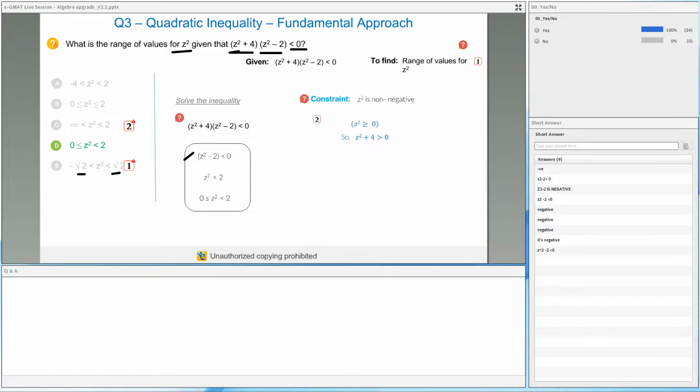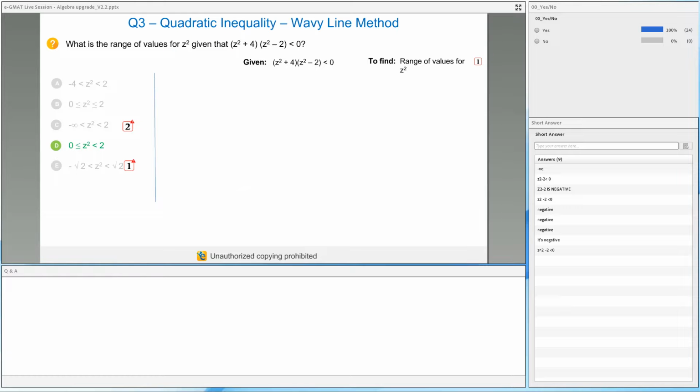Now if this is negative, then that means Z square minus 2 is less than 0, or Z square is less than 2. Now if Z square is less than 2, you know this constraint that it has to be non-negative. That means it will be greater than or equal to 0. You could have even used the Wavy line method by plotting -4 and 2. This is another way to do it. If you draw a Wavy line method, you'll simply get this. Now those of you who made a mistake by using Wavy line method, you did not apply the constraint that Z square is 0 or positive. If you would have remembered that constraint, you would have ended up marking the correct answer.